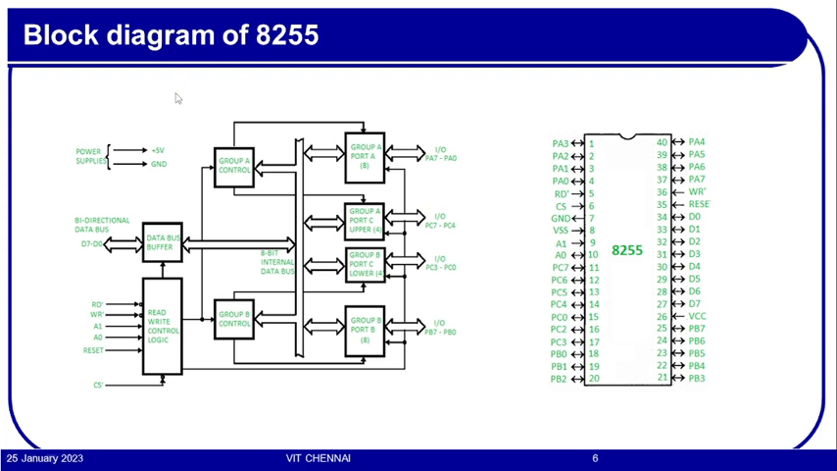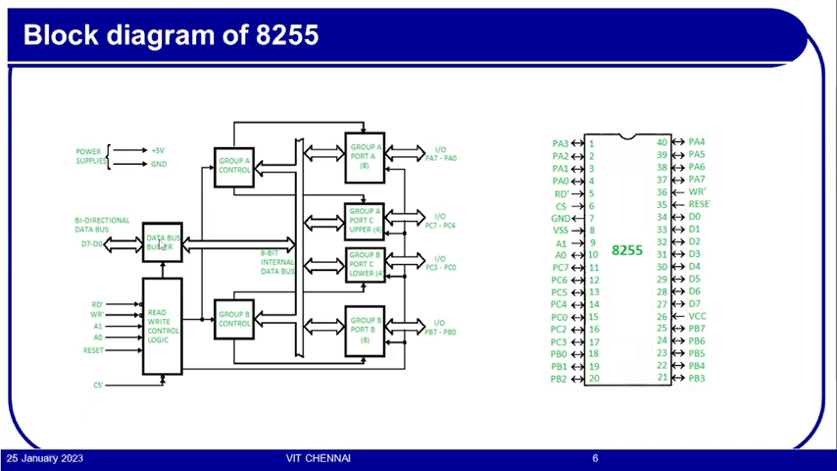For all these things you have a control. So group A control and group B control are the logic which will control this. This is the internal data bus, an 8-bit internal data bus. These are all data bus, and the single lines are control lines. On the other side you have a data bus buffer, an 8-bit data bus buffer. Buffer means where you have the data stored for a short time.